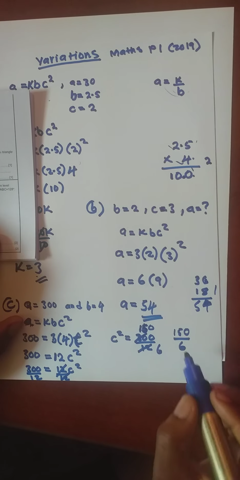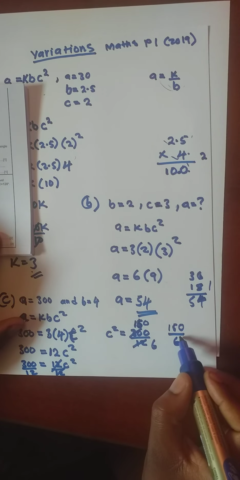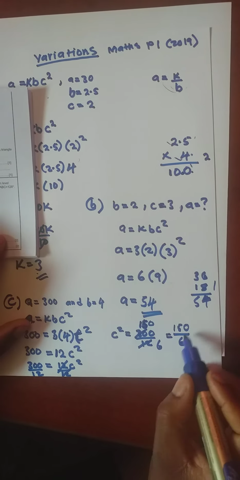We can reduce further. We can find again a number that can go into 6 and 150. So 3 into 6 goes there twice, then 3 into 15 goes there 5 times, and into 0 it's 0. So we remain with 50 over 2. So C squared is equal to 50 divided by 2, which is 25. For us to find the value of C, we need to introduce square roots. Then the power 2 and the square root cancel.